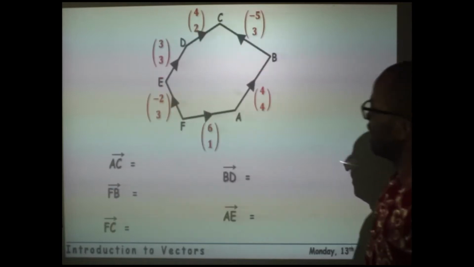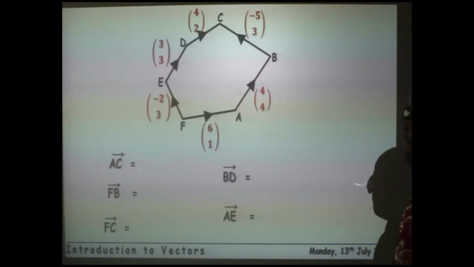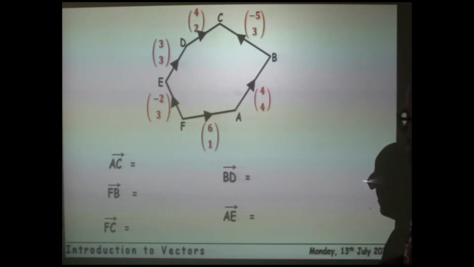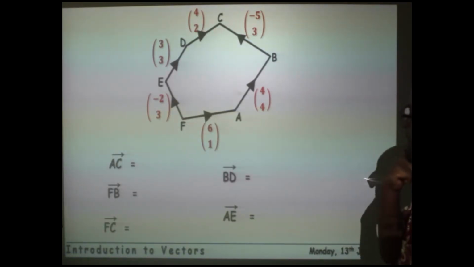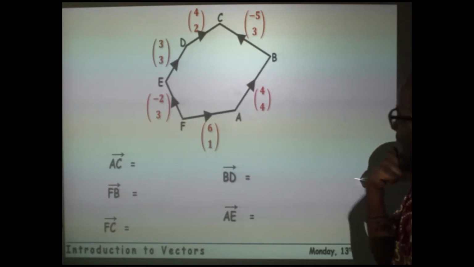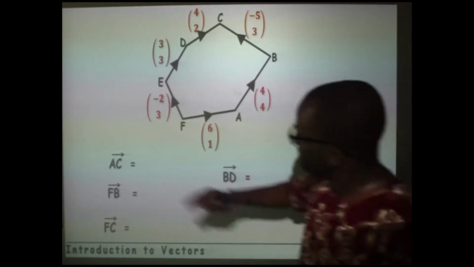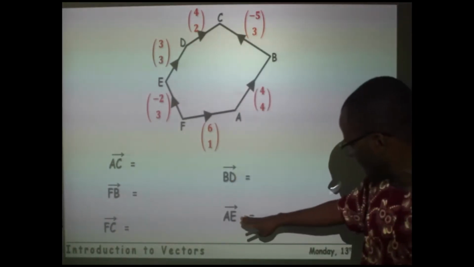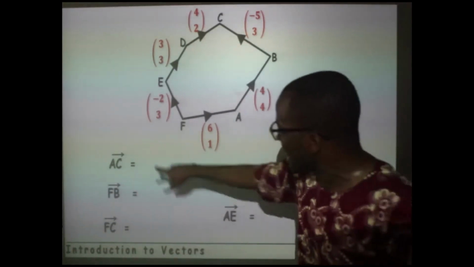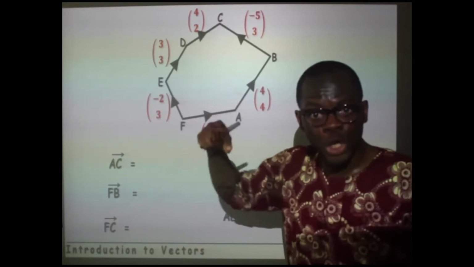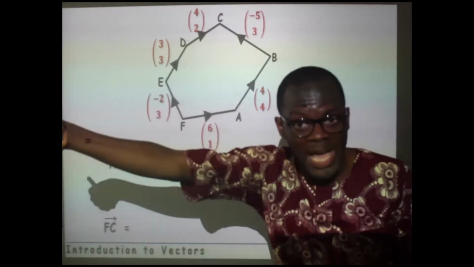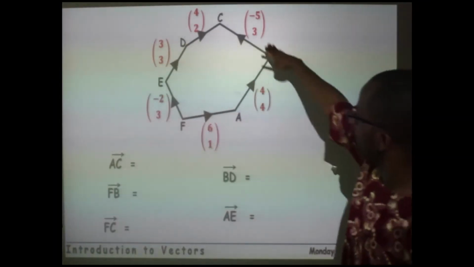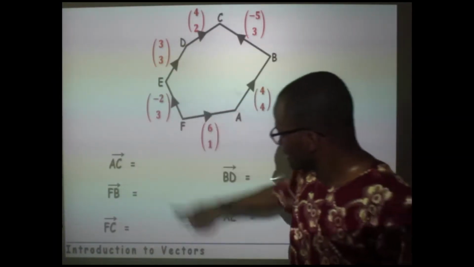Okay, so moving on. Now here's an interesting example where this time you have to really take into consideration all the different vectors and their components. You want to find the vectors AC, FB, FC, BD, and AE, and to avoid any confusion, I've put arrows to show you where you're going to start from and where you're going to end. So take note of that. All the vectors you're going to need, the components have been given. All right.